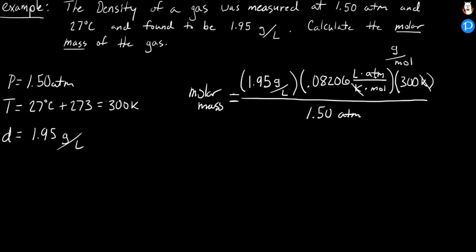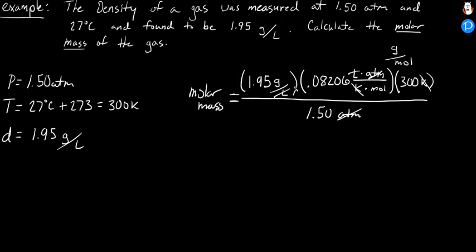Just like I've got atmospheres up here, I've got atmospheres down here. So when I plug those numbers in and I calculate them through, they're going to cancel each other out. So I'm just going to cancel them off right now before I even calculate anything. And then also, if I look, I have liters here on the numerator. I've got liters here in the denominator. And so again, when they divide each other, they are going to cancel each other out.